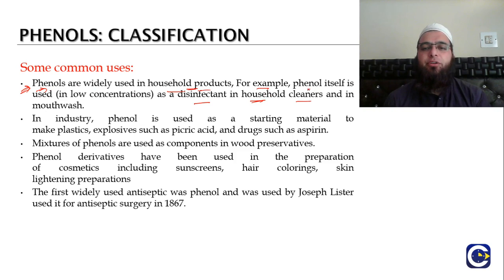For example, phenol itself in low concentrations is used as a disinfectant in household cleaners and in mouthwash. In industry also, phenol is used as a starting material to make many plastics, explosives such as picric acid, and drugs such as aspirin. The formation of aspirin, which is used for heart diseases, also starts with phenol. Mixtures of different phenols are used as wood preservatives. Phenol derivatives have been used in the preparation of many cosmetic products, such as sunscreens, hair colorings, and many others.